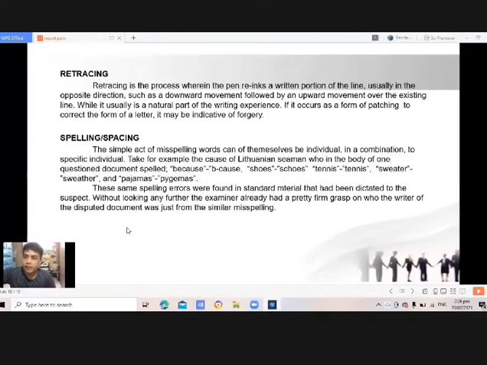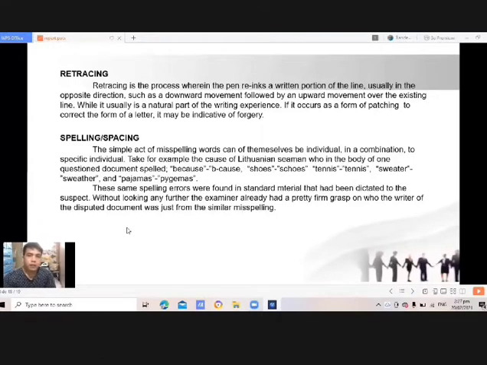Retracing po sasabi po dito na retracing ay ang isang proseso kung saan ang pen inks ng isang nakasulat na linya, karaniwan ay sa kabaligtarang direksyon, tulad ng isang pababang guhit, tapos nasusundan ng isang pataas na guhit naman.